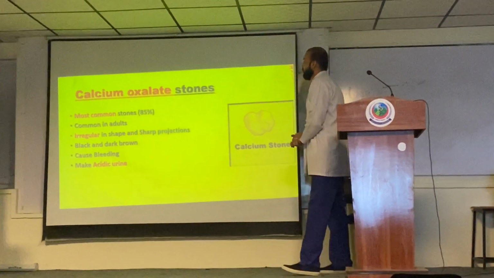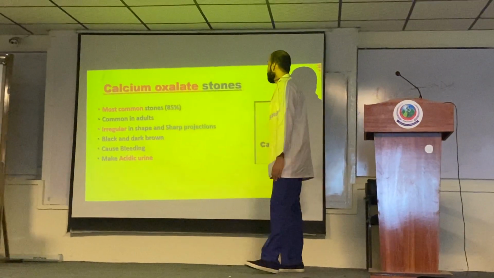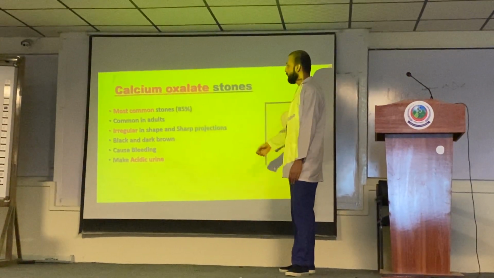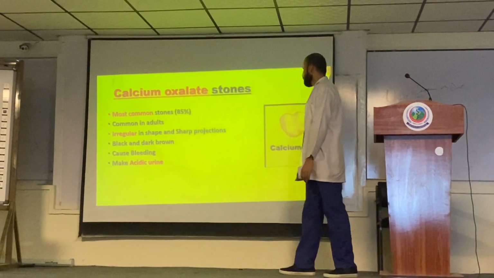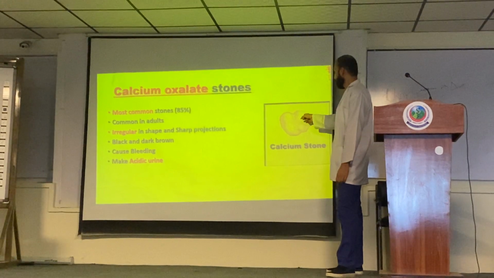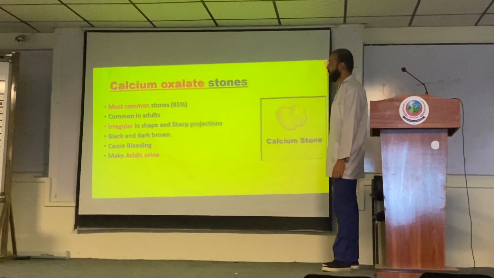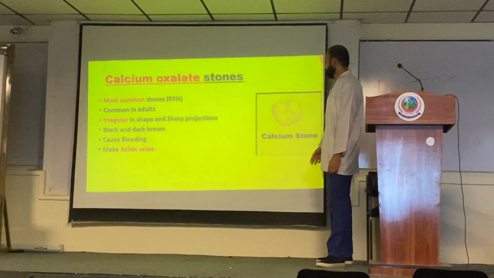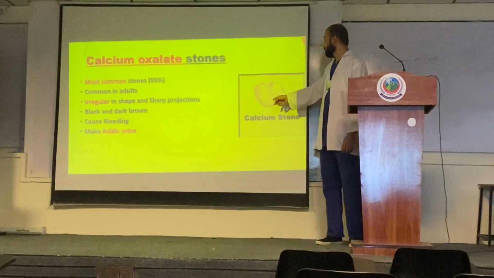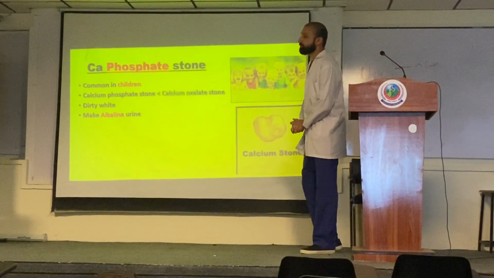First of all, calcium oxalate stones are the most common as we discussed, 85%, and they are most common in adults. The next one is common in children, we will discuss later. Some characteristics of these stones: they are irregular in shape with sharp projections, and when these stones deposit in the kidney, they can cause bleeding because of the sharp and irregular edges. They have a specific color, black and dark brown, and they cause acidic urine.